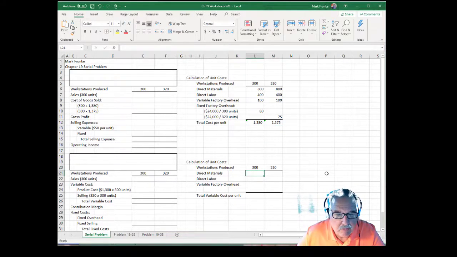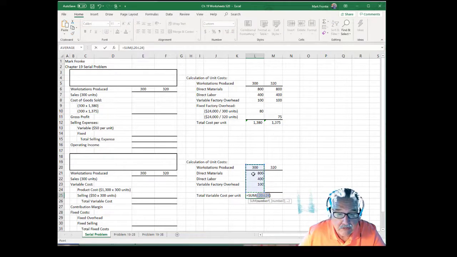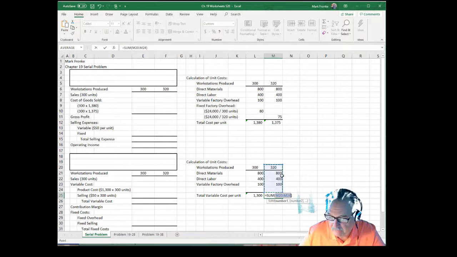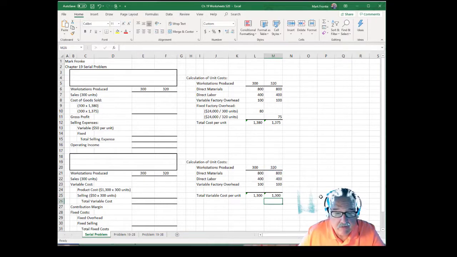Now, as far as our variable cost, these costs are still going to be the same whether we make 300 or if we make 320, because this is the variable cost and it's per unit. So variable cost per unit doesn't change. It's going to stay the same regardless of how many we make. Why? Because we need the same amount of direct materials, the same amount of direct labor, and the same amount of factory overhead per unit.